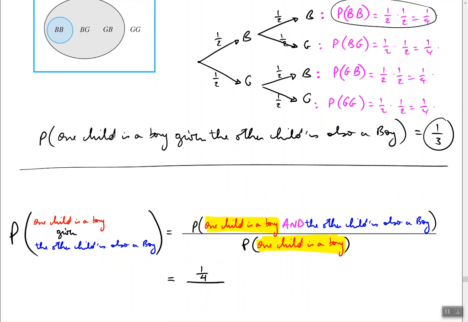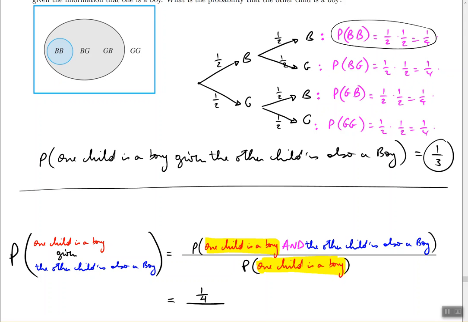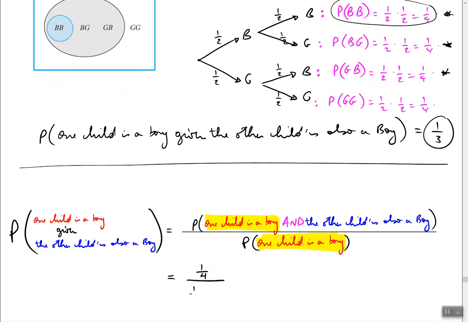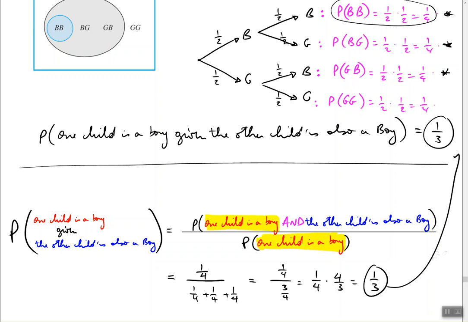Now, what's the probability of one child is a boy at least? How many events do we have in this diagram where one boy shows up? We have 1, 2, 3 of them. So the probabilities are going to be 1/4 plus 1/4 plus 1/4. So the total is 1/4 divided by 3/4, which means that the total is going to be 1/4 times 4/3, which means that the answer is 1/3, exactly like the answer that we already had when we did it the first time using the diagram. So that's kind of like how we use that formula from the bottom of the page.